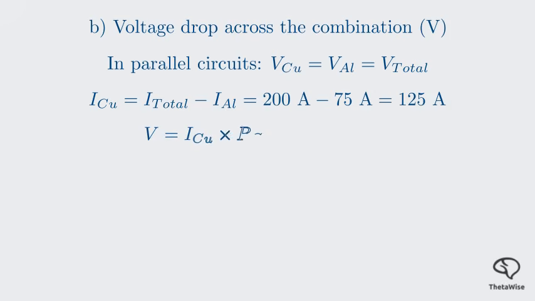Now we can find the voltage. V equals 125 amps times 0.436 ohms. This gives us a voltage drop of 54.5 volts.